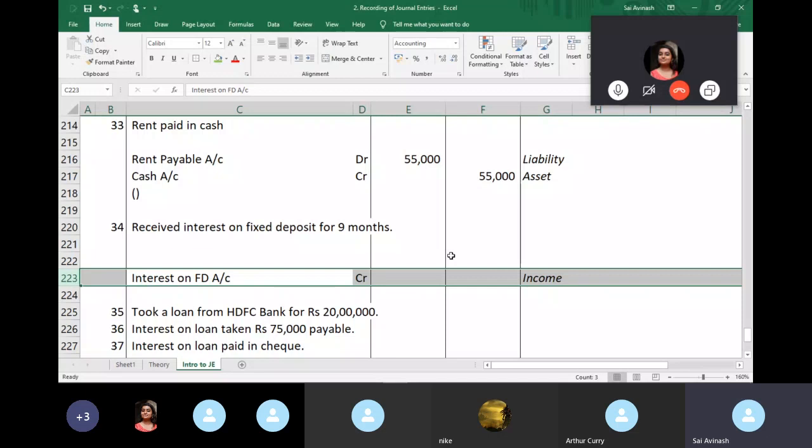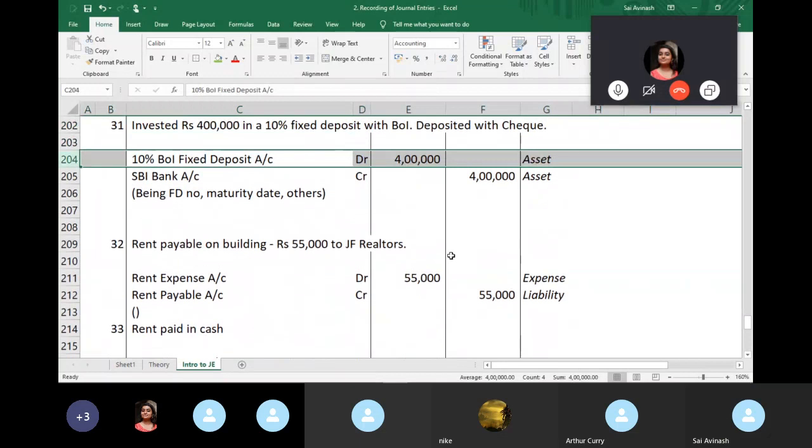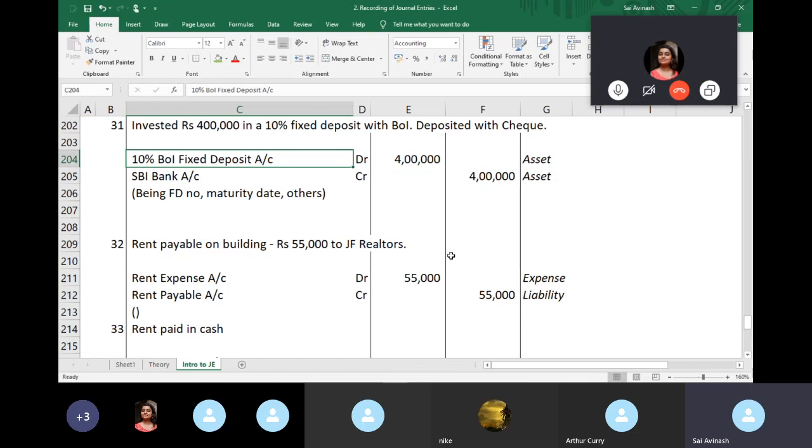Actually, if you look at it, we don't need to say anything, because I'll try to explain this way. Here, I'm naming the account 10% Bank of India fixed deposit account, right? So I know that this account balance represents the fixed deposit I have with Bank of India. And it also gives me the information about what rate of interest I'm going to get from this fixed deposit. I could have also just named it fixed deposit, right? I'm going to the pains of naming it Bank of India 10% fixed deposit so that the account name gives me as much information as possible.